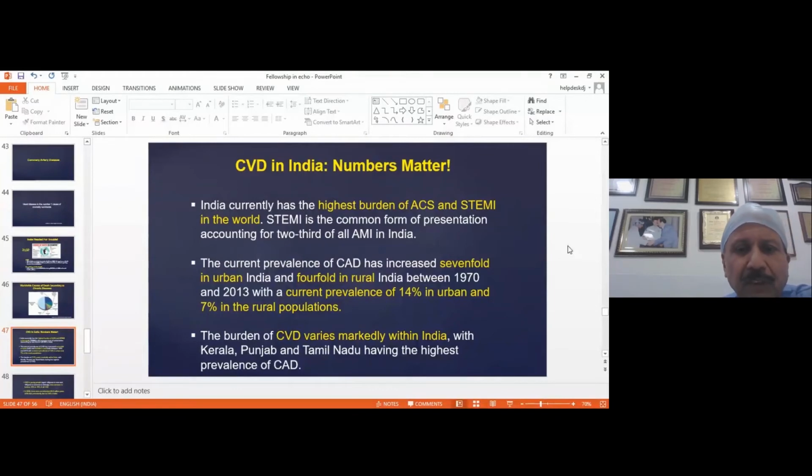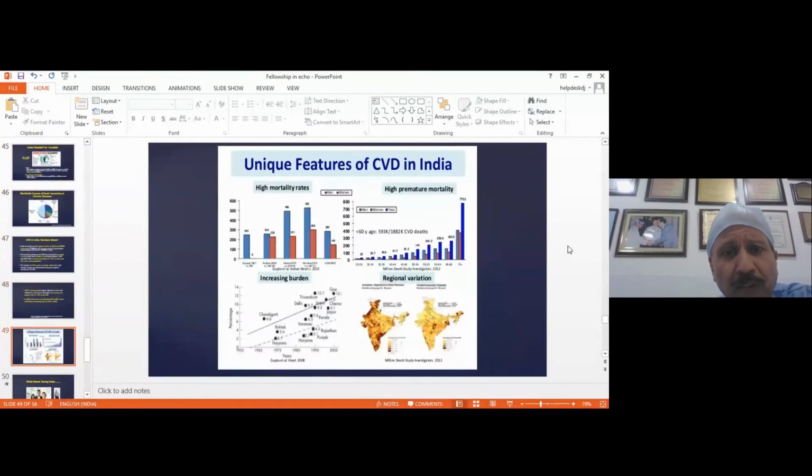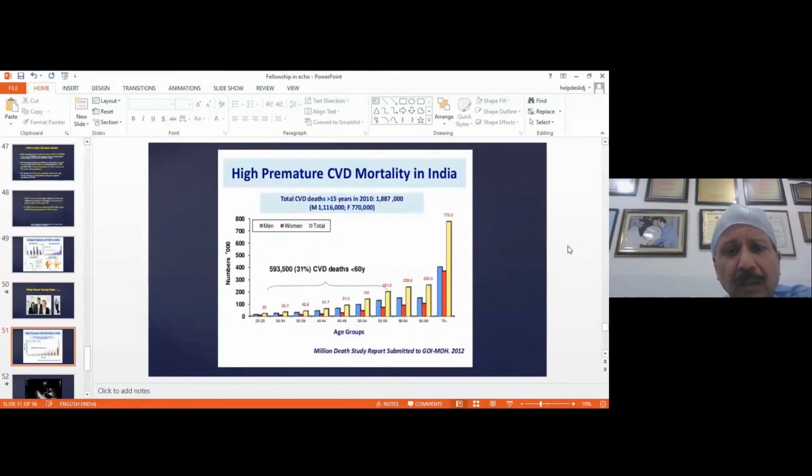The current prevalence of CAD has increased sevenfold in urban India and fourfold in rural India between 1970 and 2013, with a current prevalence of 14% in the urban and rural population. So the burden is huge and also affects young people. There are unique features of CVD in India. There are young people getting affected with it, and that's the most important part.